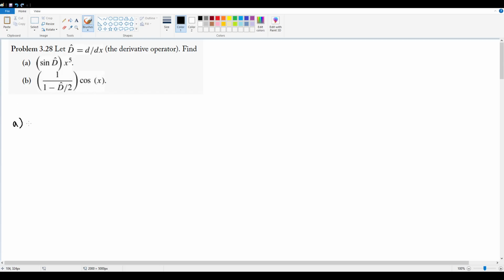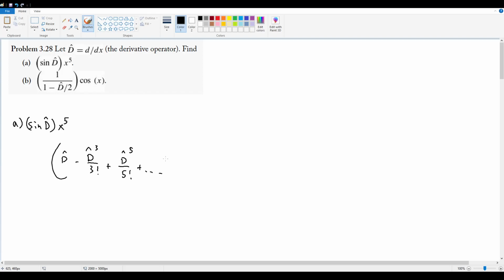So part A, sine of d hat applied onto x to the power of 5. If I'm going to treat this like a function of a variable and Taylor expand it, well, sine of d hat can be expanded into a Taylor series as d hat minus d hat cubed over 3 factorial plus d hat to the fifth over fifth factorial, and so on and so on. It's not going to matter anymore after the fifth term because at d to the power of 5 I have a fifth derivative, and this is only x to the power of 5.